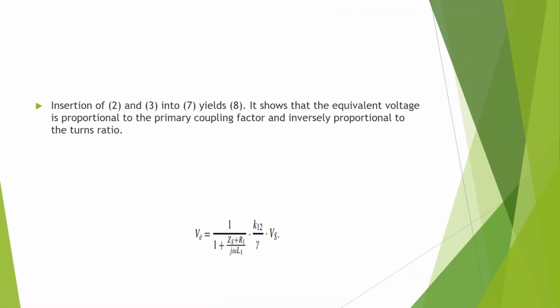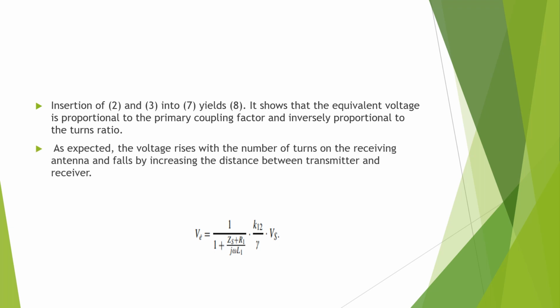Insertion of 2, 3 into 7 and 8 yields 8. It shows that the equivalent voltage is proportional to the primary coupling factor and inversely proportional to the turns ratio. This is a very important point. As expected, the voltage rises with the number of turns on the receiving antenna and falls by increasing the distance between transmitter and receiver. In addition, the voltage strongly depends on matching the primary antenna. Now let's go to the next slide.